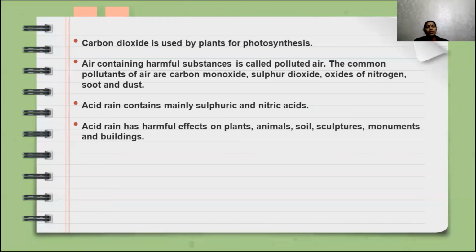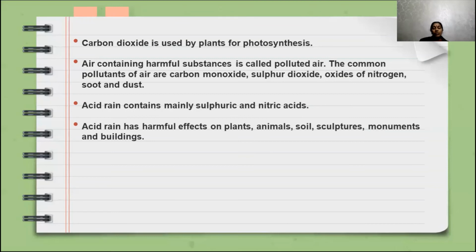We know that acid rain contains mainly sulfuric acid and nitric acid. The oxides of sulfur and nitrogen present as pollutants in the air react with the water already present in the atmosphere to form acids. These acids come down with the rain, making the rainwater significantly acidic. Such rain is called acid rain.